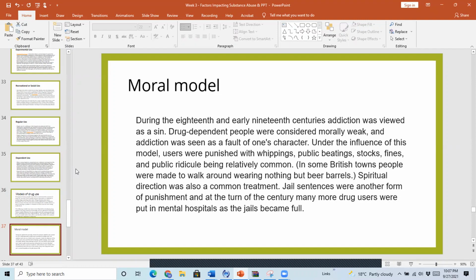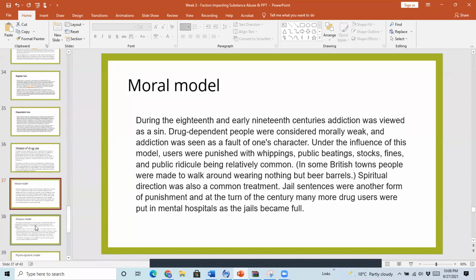Back in the 18th and 19th centuries, oftentimes consequences led to, let's say, things like whippings, public beatings, stocks, fines, public ridicule. There was a lot of issues tied to addictions. Now, spiritual direction was a common treatment, so often seeking out religious intervention, spiritual intervention. Jail sentences were another form of punishment. And at the turn of the century, many more drug users were put in mental hospitals pretty much because jails became so full.